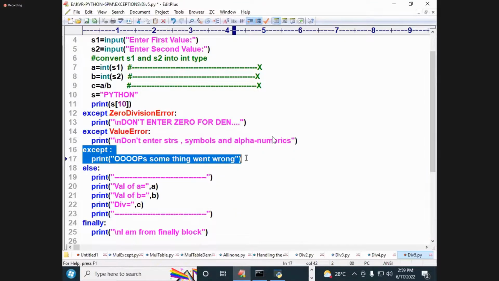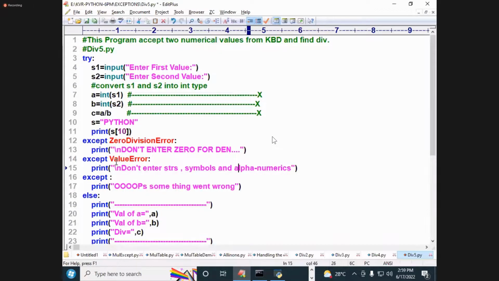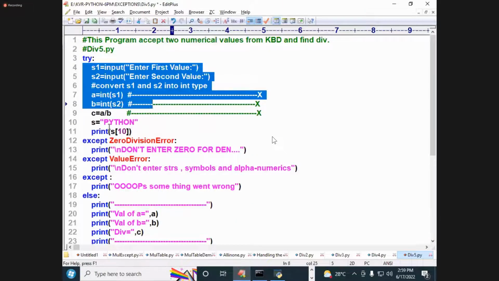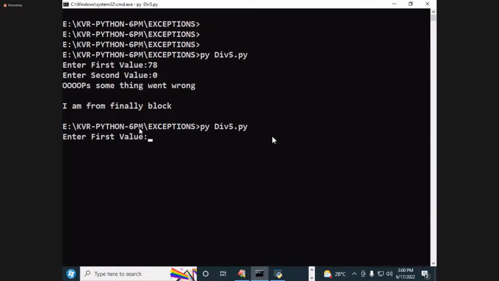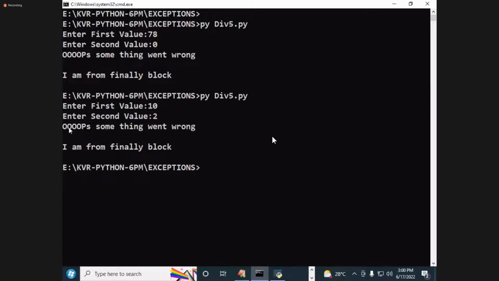Did you understand the importance of it? Very, very important, very special. How we are using it is special here. Just execute. Here also I'm going to say this is a Python. See, even though I enter a correct input, some exception is coming. See, I'm entering 10 and then 2. I enter correctly, but index error is coming. Oops, something went wrong. Because of what did it go wrong? Index error. Did you understand?